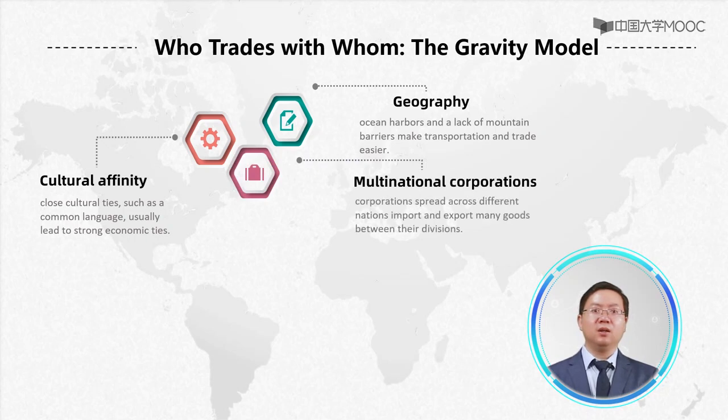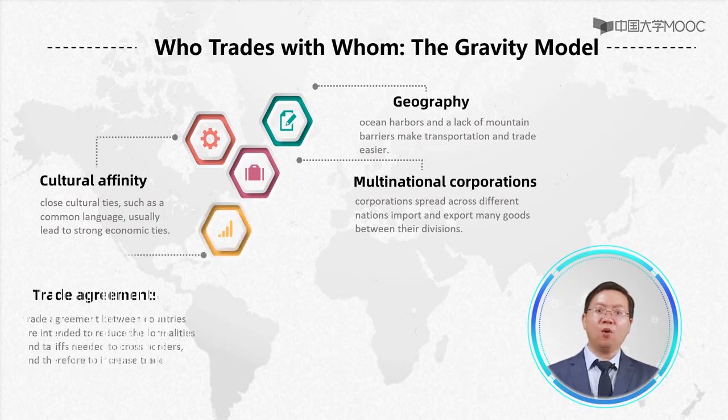The third is multinational corporations. Corporations spread across different nations import and export many goods between their divisions. So the more country A and country B invest in each other's markets, maybe the stronger the trade relationship between them will be. The fourth factor is trade agreements.